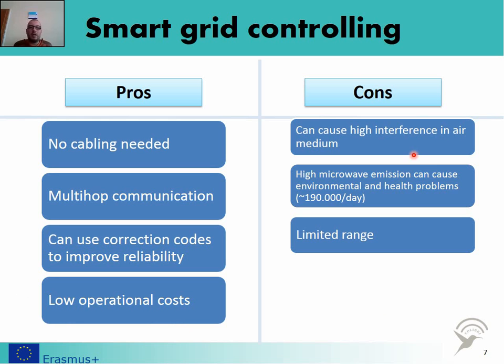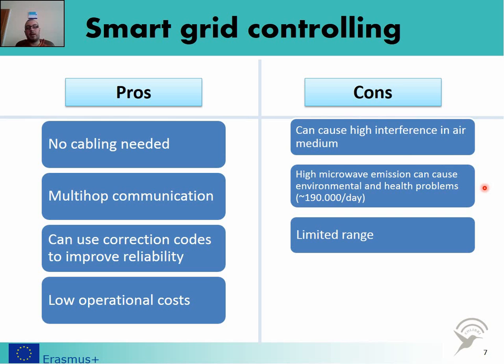So the cons of the wireless method are undoubtedly the high interference in the air interface medium. This is the problem I told you about on the diagram, that different obstacles can create different behaviors of the network. The second thing is health problems. The high microwave emissions can cause environmental and health problems, which has already been raised in the US pretty widely.